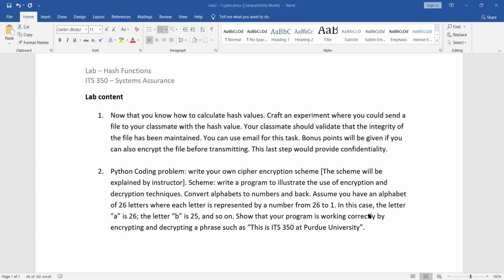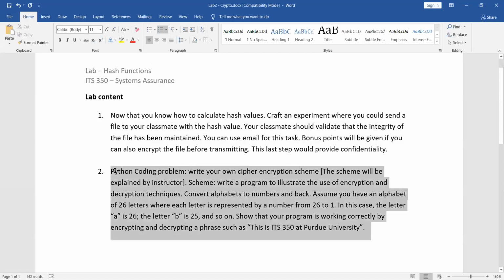Okay, now the second problem, this should be a fun problem. This will be your first coding problem.